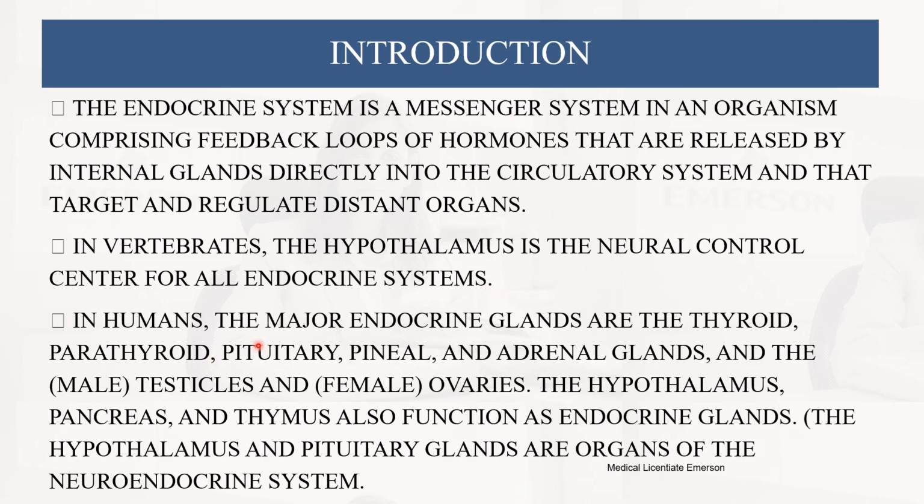Then in humans, the major endocrine glands are the thyroid, parathyroid, the pituitary, pineal, and the adrenal glands. And the testes in males, the ovaries in females. Then the hypothalamus, pancreas, thymus also function as endocrine glands. Then the hypothalamus and pituitary glands are the organs of the neuroendocrine system.